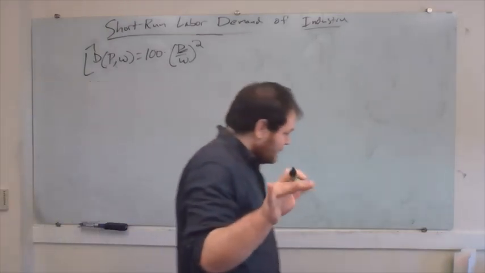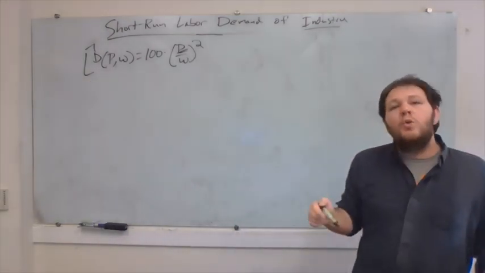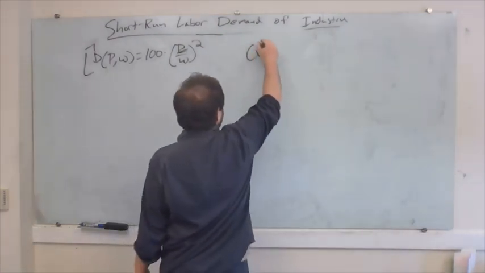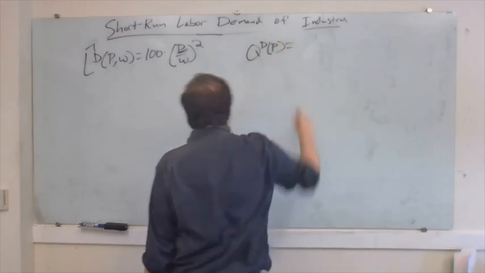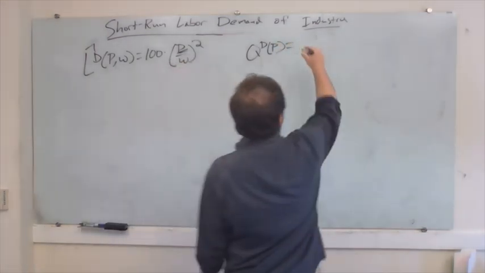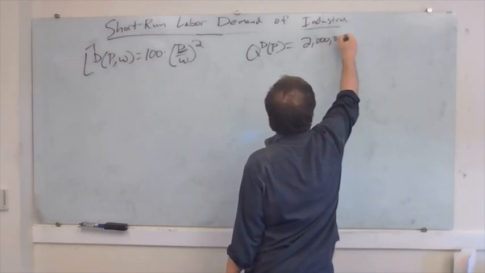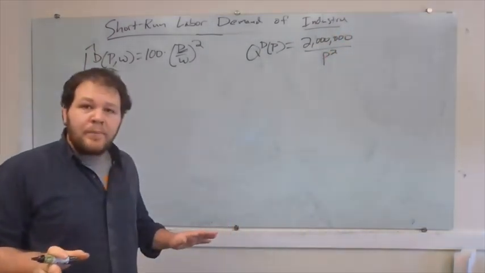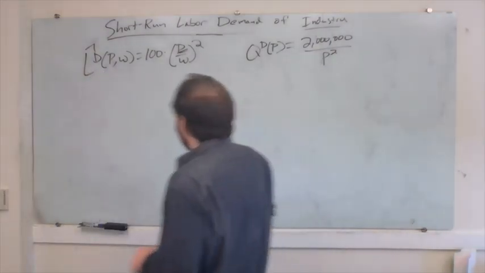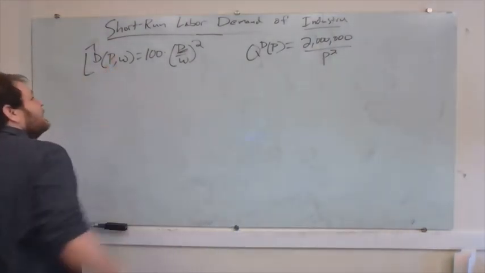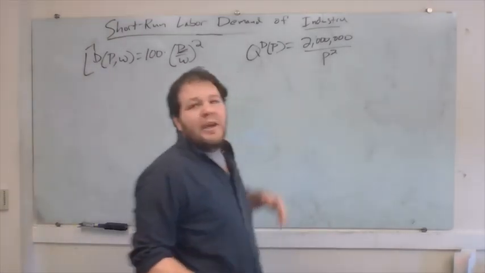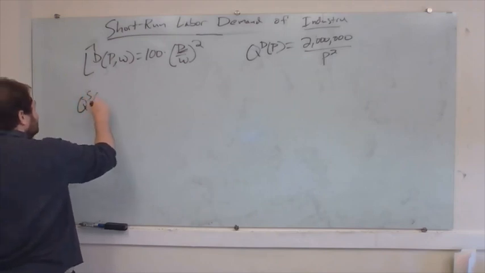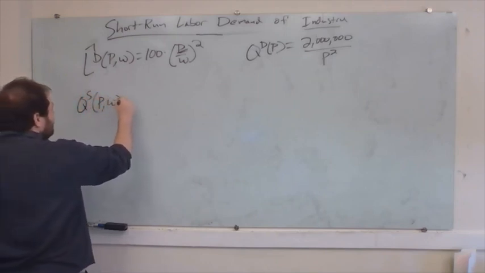In order to do this, we're going to need one additional piece of information, which is demand for the product, right? Demand for strawberries. So let's say that we've got demand for strawberries as a function of P, given by something like 2 million over P squared. Right? Sound good? So now we need to figure out how does our price depend on our wage. So we know demand for strawberries. In order to do this, we just need to figure out our supply of strawberries. How many strawberries are going to be supplied as a function of P and W?